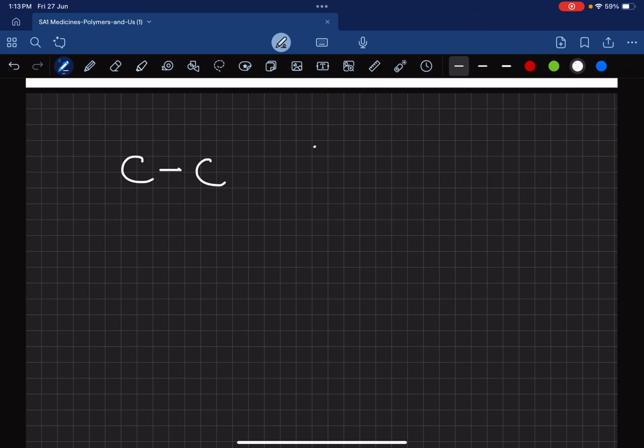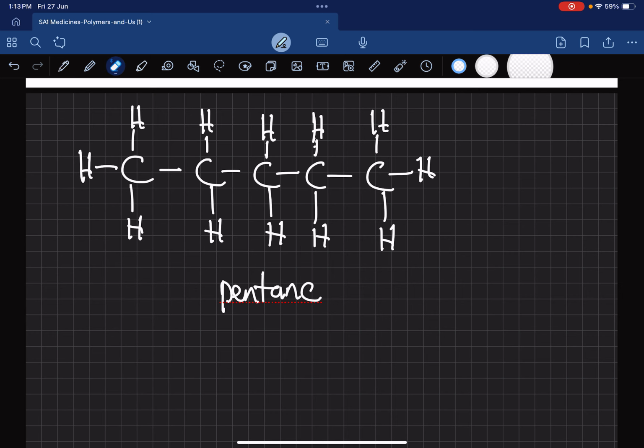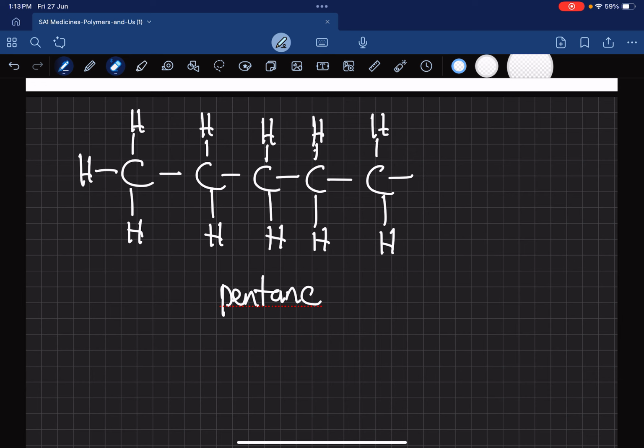Let's say we have an alkane. The alkane has all hydrogens attached to it. So this alkane is 1, 2, 3, 4, 5. So it's called pentane. Again, easy, pentane. But what if we remove one of these hydrogens? Let's say we make things easy. We remove this hydrogen and we replace it with this group: nitrogen attached to a hydrogen attached to another hydrogen. This is called an amine group.